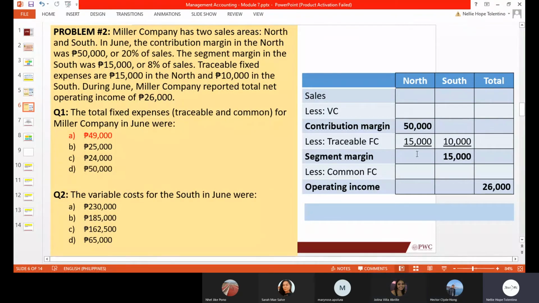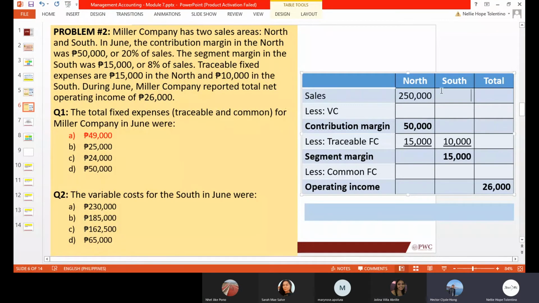Ano? Ang sales, ma'am. Sales ni kanino? Kaninong sales? North, ma'am. So, magkano ang sales ni North? 250. Very good. Magkano ang sales ni South? 200,000. You are actually using the percentage na. Yes, ma'am. No, that's wrong. It's not 200,000.